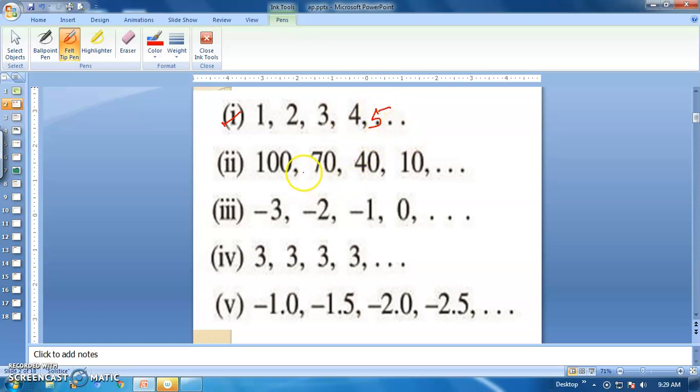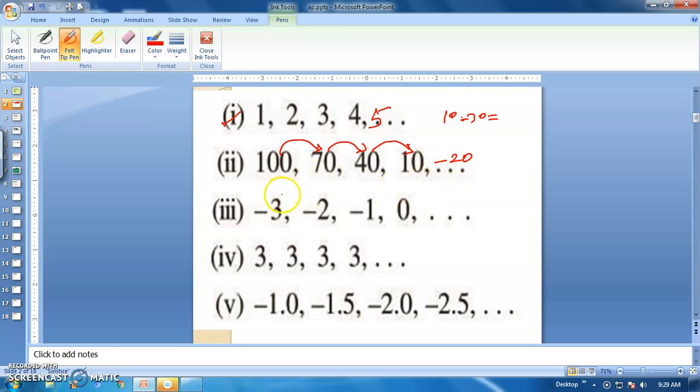And what about here, the next one? So 100, 70, 40, 10. Here, if you subtract 30 from 100 you get 70. 70 minus 30, 40. 40 minus 30, 10. And 10 minus 30 equal to minus 20. So minus 20 is the next value of the series.